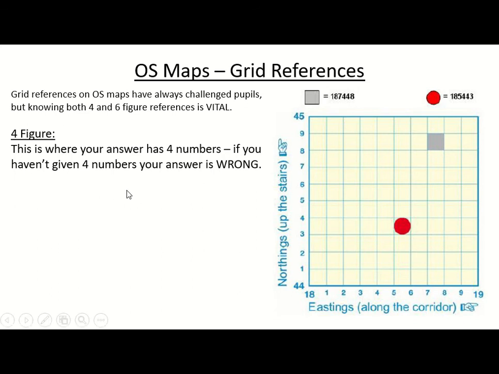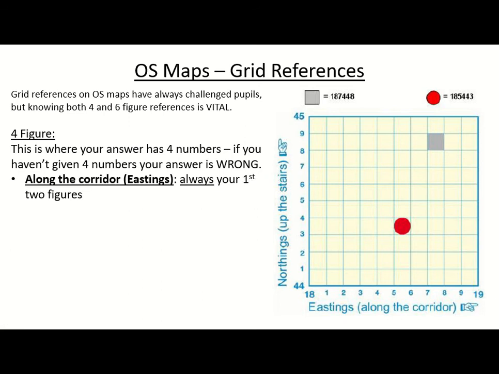So 3 things that you need to remember, and 3 rules that help you with 4-figure references are these. Firstly, along the corridor. Do it in this order. Okay, the first number must be from the numbers along the bottom, or along the corridor. The next set of 2 figures must come from figures that go up the stairs, or northings as we call them, because they count upwards going north. So along the corridor first and up the stairs.